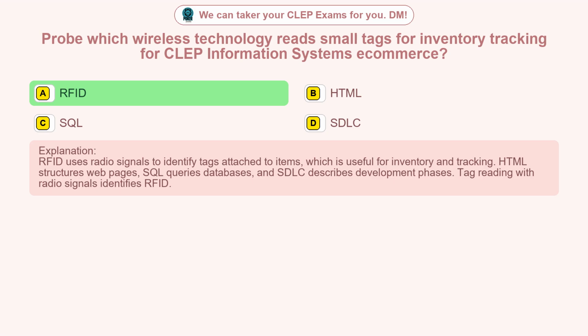RFID uses radio signals to identify tags attached to items, which is useful for inventory and tracking. HTML structures web pages, SQL queries databases, and SDLC describes development phases. Tag reading with radio signals identifies RFID.